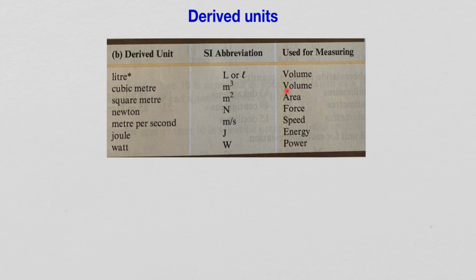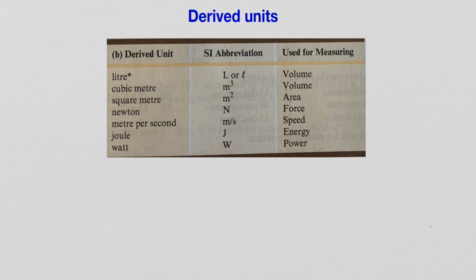That unit is used typically for the volume of solids. The square meter, abbreviated with meters to the 2nd power, is the unit for area. The Newton, abbreviated with capital N, is the unit for force in the metric system. Meter per second, abbreviated with M/S, is the unit for speed. The joule, abbreviated with J, is the unit for energy. And the watt, abbreviated with W, is the unit for power.